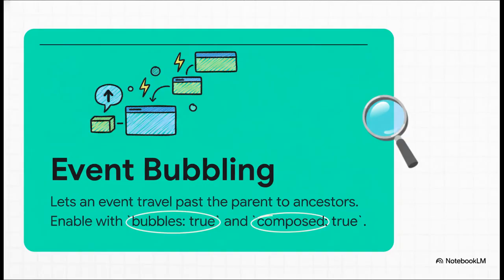Okay, but what if the component that needs the information isn't the direct parent? What if it's a grandparent or even higher up the family tree? By default, these events stop at the parent's front door. To get past that, we use something called event bubbling. By adding bubbles: true and composed: true to our event's setup, we're basically telling it, hey, don't stop at the first house. Keep on traveling up until someone catches you.